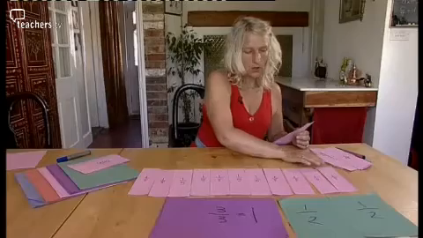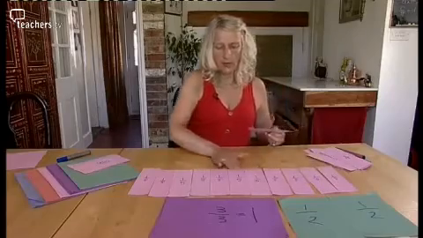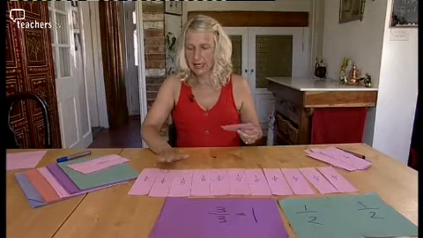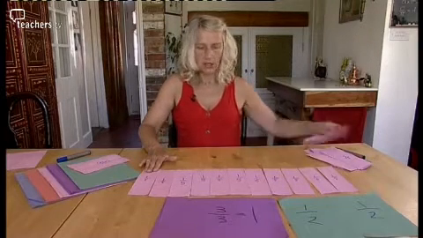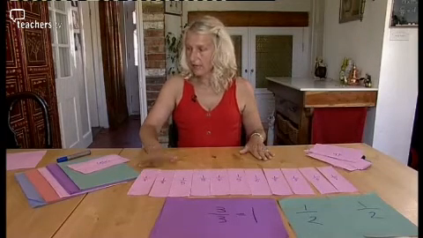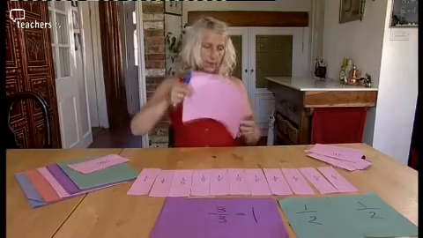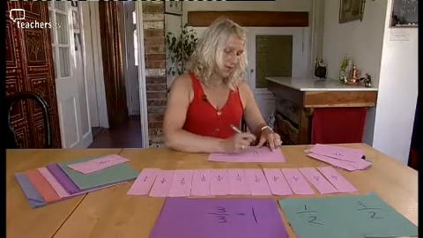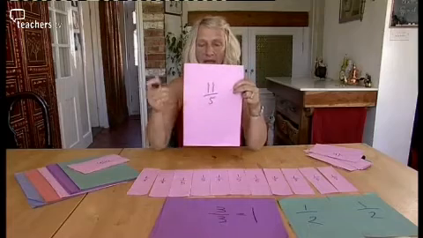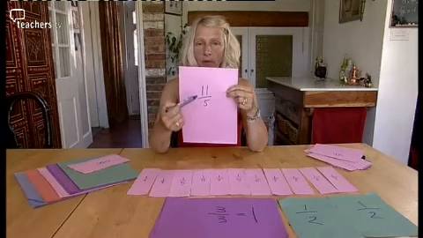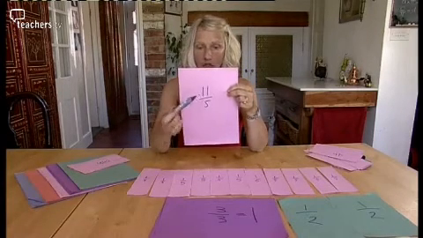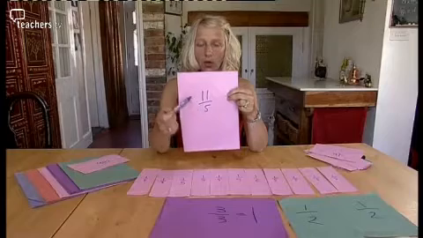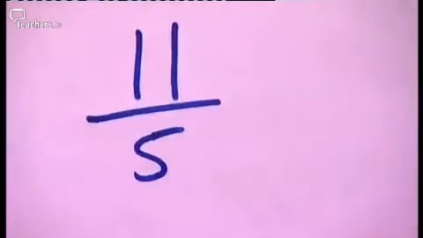What happens if we have more than 5/5? 1, 2, 3, 4, 5, 6, 7, 8, 9, 10, 11. I've got 11/5. In mathematics, when we have the top number being larger than the bottom number, we have a name for that, and it's called a top-heavy fraction.